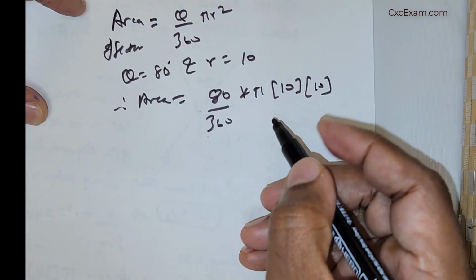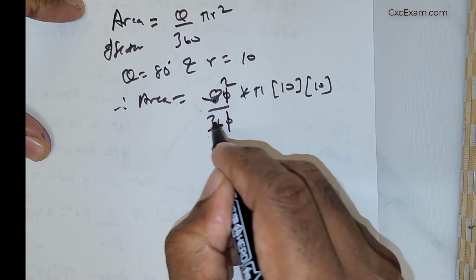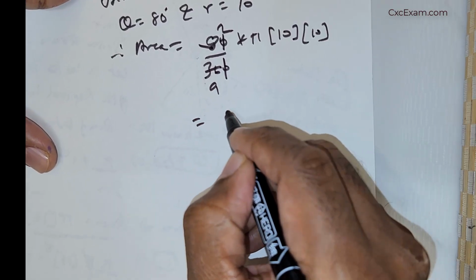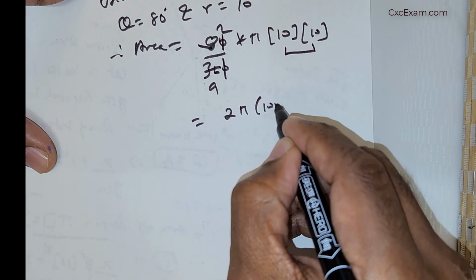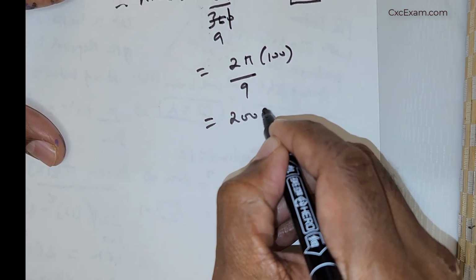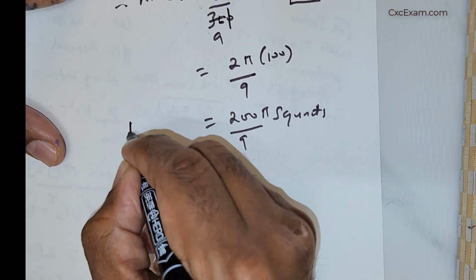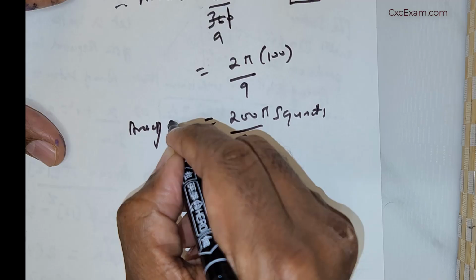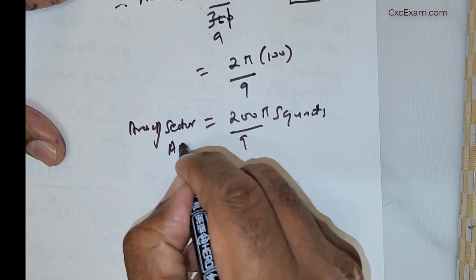So the 0 gets cancelled, 4 goes here 2 times, 4 goes here 9 times. So 2 times pi, 10 into 10 is 100, divided by 9. We can't do anything about that, so it's going to be 200 pi over 9 square units. So this is the area of sector AOC.